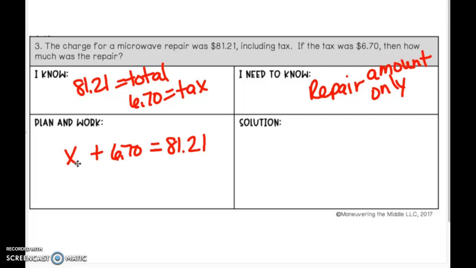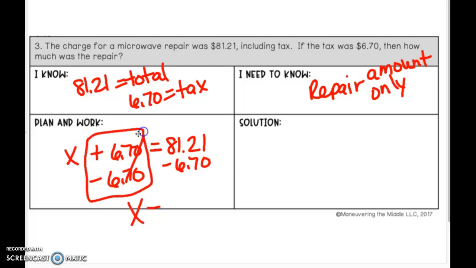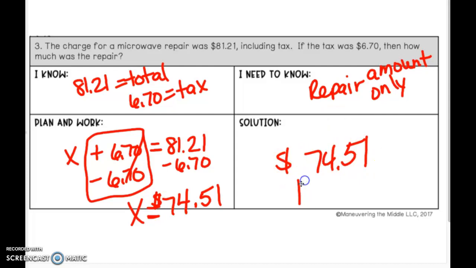And now we have to do the opposite operation. So here we go. We talked about in the last lesson, whatever is happening to X, which is we're adding 670. The opposite of adding 670 is to minus 670. And whatever you do to one side, now that cancels out to 0. That's why we're canceling it. And 81.24 minus 670 is equal to 74.51. So the amount, $74.51 to repair.